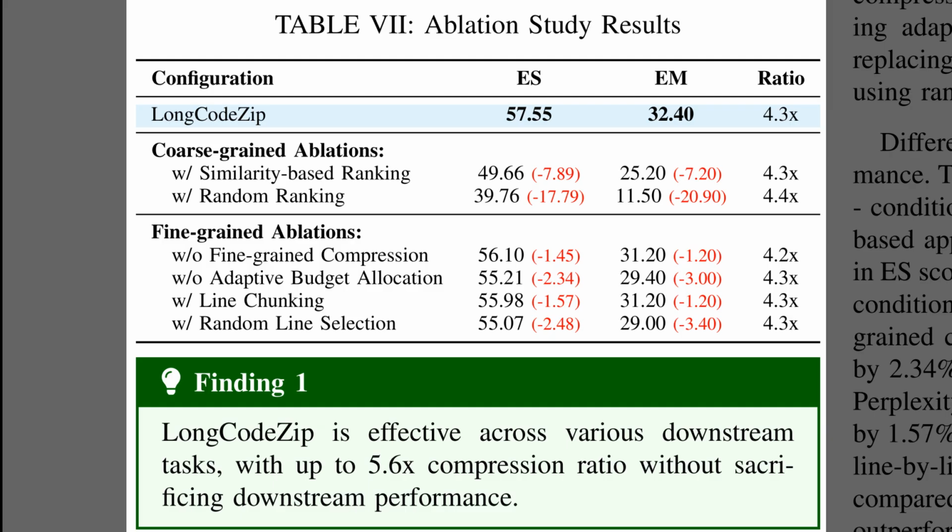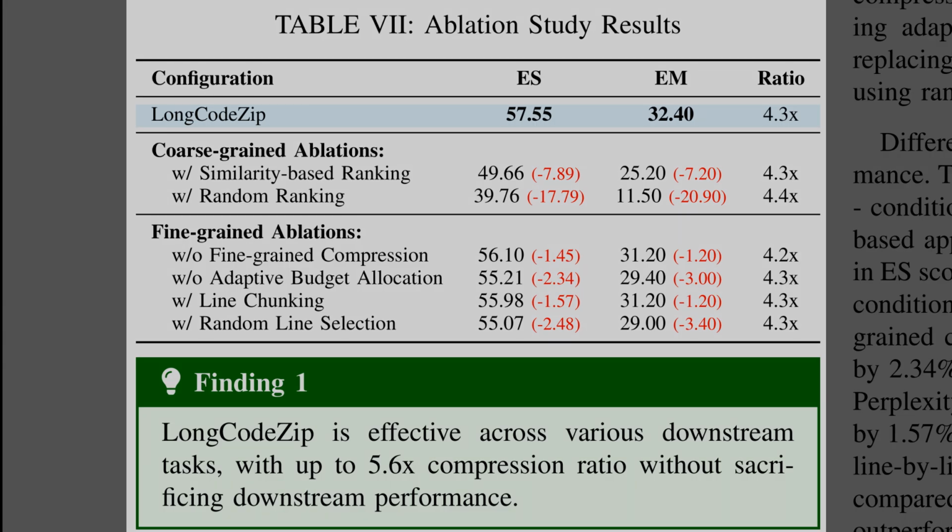Fine-grained pieces add steady value, because removing them costs about 1.5 on edit similarity, while adaptive budgeting recovers roughly 2.3. The full LongCodeZip configuration reaches about 57.6 edit similarity at roughly 4.3 times compression.